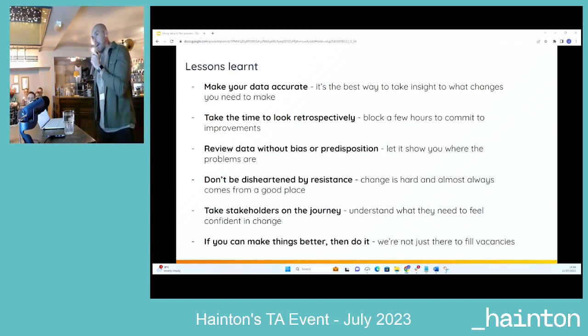Review data without bias or predisposition. So don't go in with, that first interview we did is useless, let's get rid of that. Let the data show you where the issues are. It'll show you where the blockers are and what problems you've got in your process.